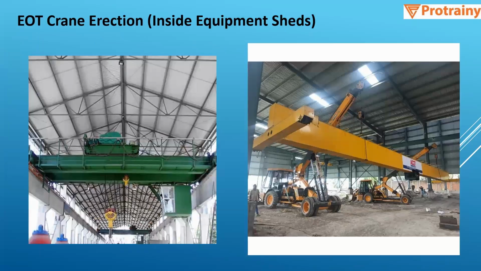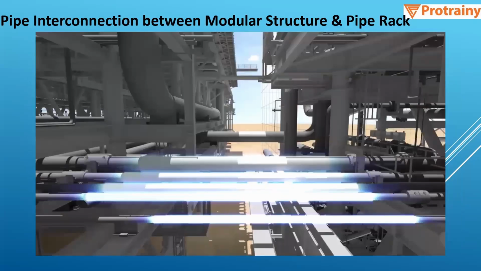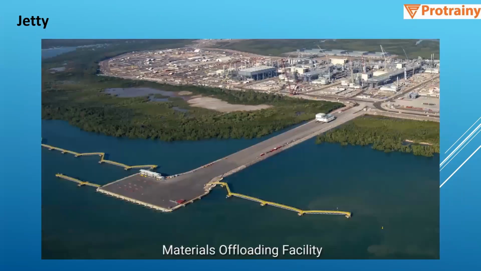Then under the equipment, the equipments are placed under the shed, like the GT, HRSG, we have the compressors. So there, for maintenance, we install these kind of EOT cranes to lift the equipment and do the maintenance. Then pipe interconnection is being done in between the modular structure and the pipe rack at site.